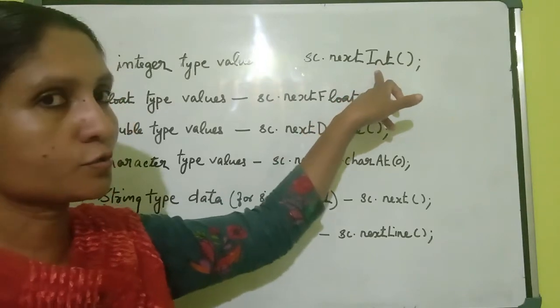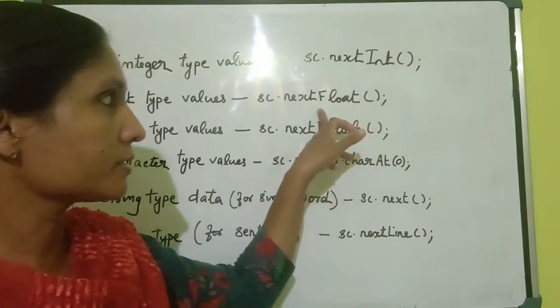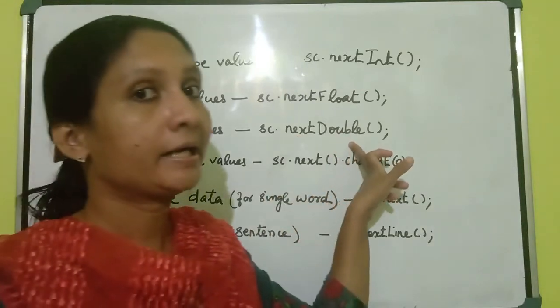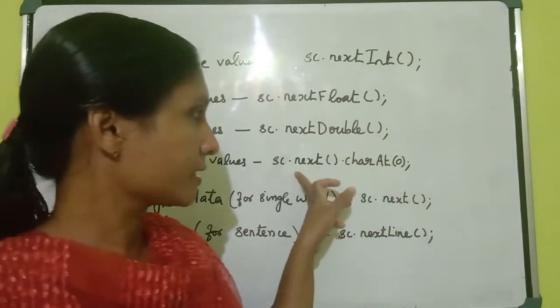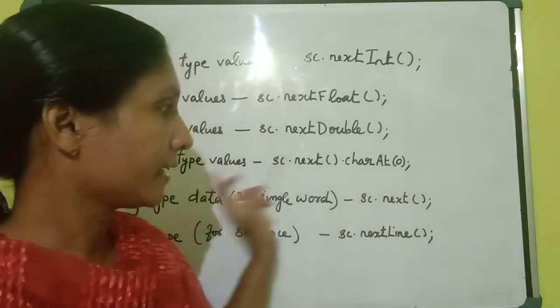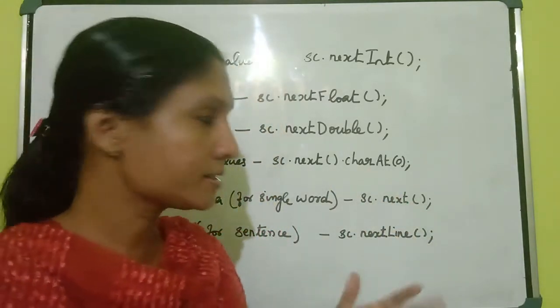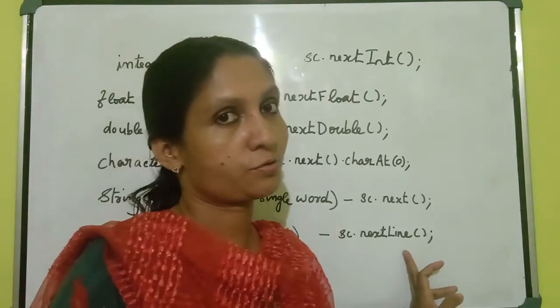The first function is used to read the integer value. The second function is used to read float type values. nextDouble is used to read double type values. next().charAt(0) is used to read character type values. The next function is used to read words, and the nextLine function is used to read the sentence.